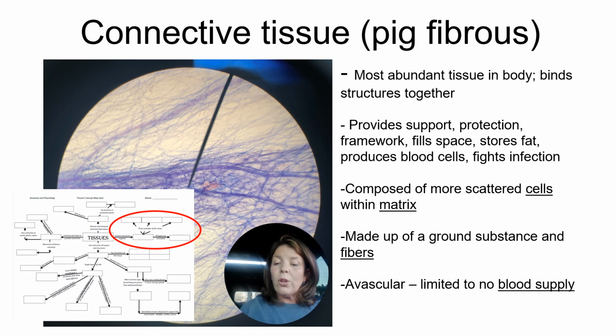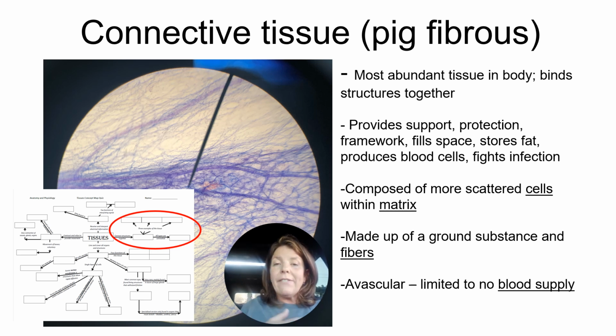As we move clockwise on your concept map, we move to our next major group of tissues, connective tissues, the tissues of the body that help bind and support the structures and hold them in place. Connective tissue's job could range from providing framework, storing energy, such as fat, producing blood cells, even fighting infection.